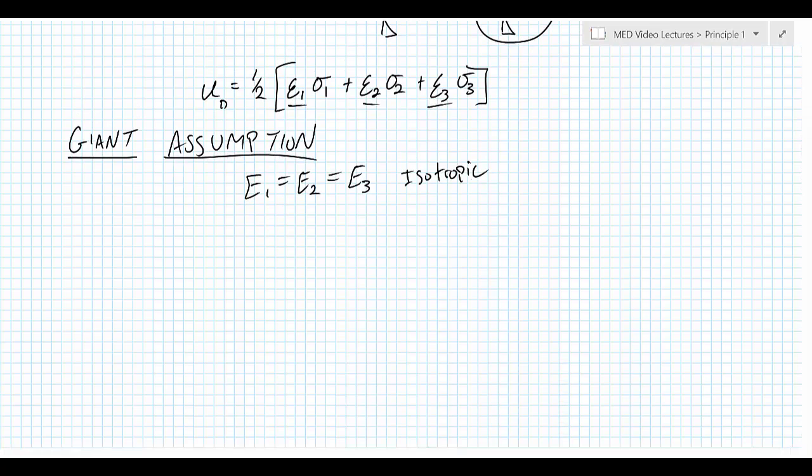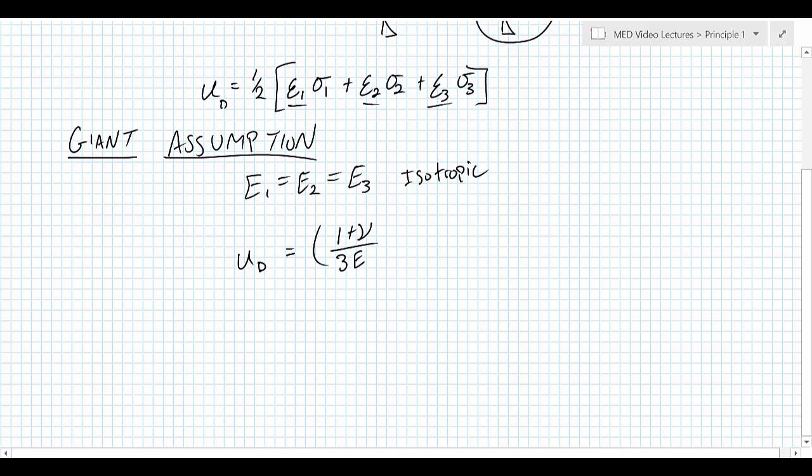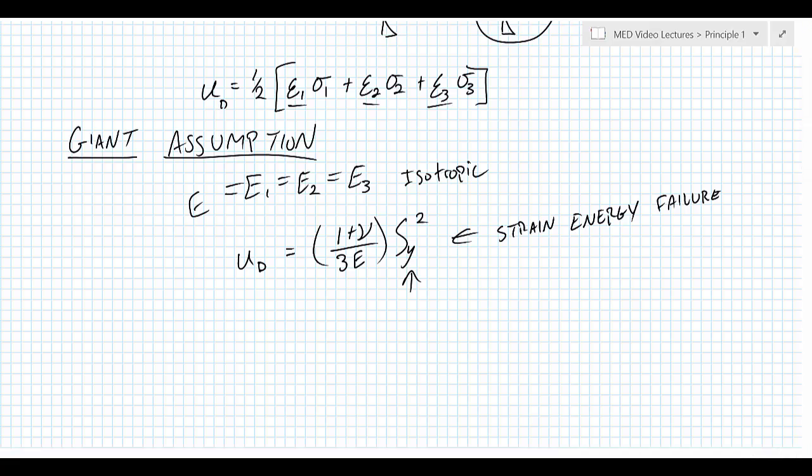So, suffice it to say, the energy related to distortion in the shape-changing aspect looks something like this: 1 plus Poisson's ratio over 3 times the modulus of elasticity, if we believe it's all the same in every single direction, times the yield stress squared. And that's what's going to cause strain energy of failure. And of course, by failure here, we mean that we've reached the yield strength. So the amount of strain energy for it to break is the amount of strain energy at the yield strength, where breaking means it yields. So it's a little bit circular in that.